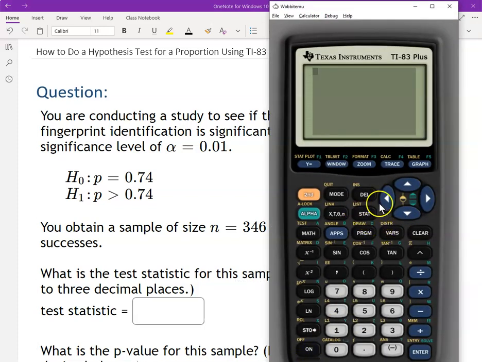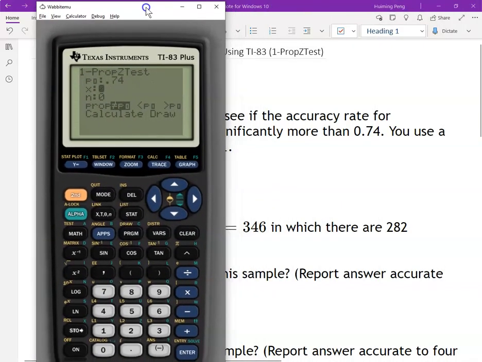First, we go to STAT, and then move right to TESTS. Go down to number 5. That's the one proportion z-test, right? The first, p0, is the given proportion, which is 0.74. The second, x, is the success number among the data or your sample, which is 282. n is the sample size, 346.